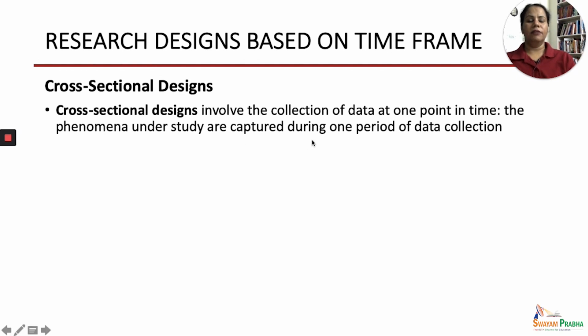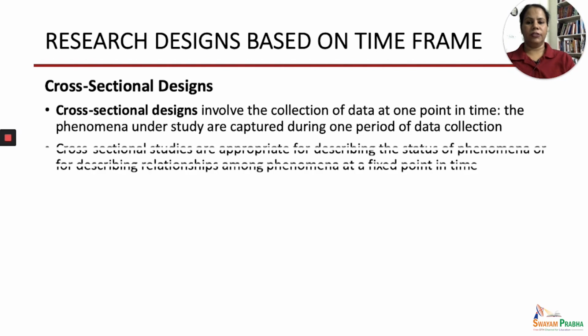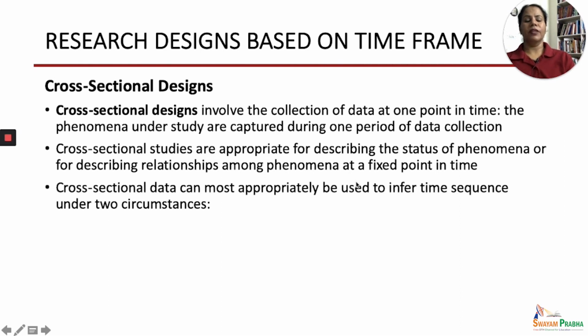Okay, and we capture the data about that particular phenomenon only at one period of data collection. Cross-sectional studies are appropriate for describing the status of phenomena or for describing the relationship among phenomena at a fixed point in time. So cross-sectional studies can be conducted in a non-experimental or experimental way. The only thing is that we collect the data at one point in time.